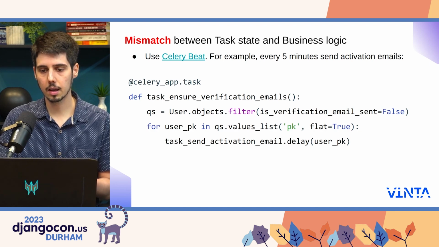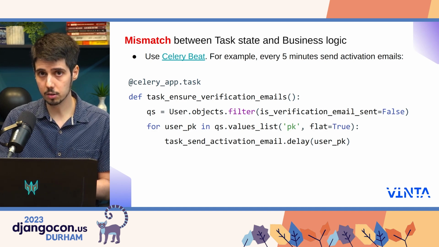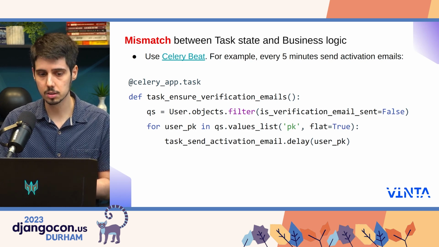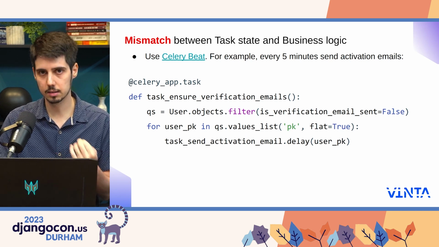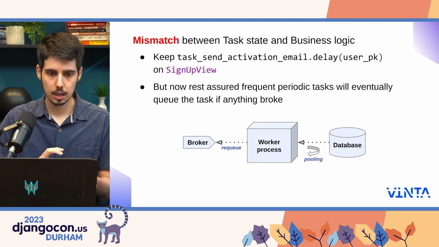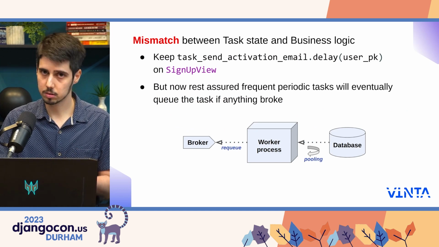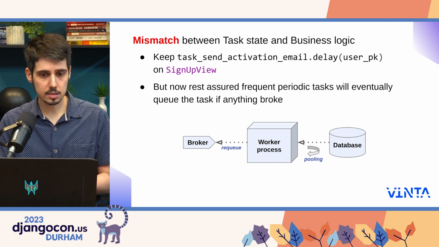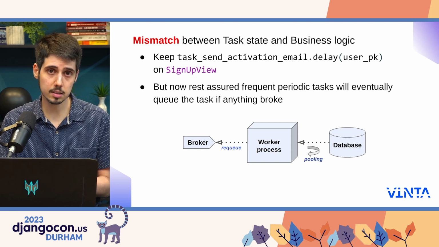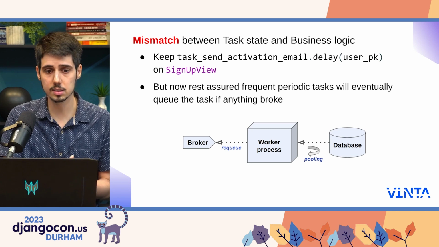We use Celery Beat and we have a task, ensure verification emails, that iterates over users that have verification email sent false. And for all those users, we are delaying the send verification email task. We can keep the task send activation email on the sign up view. There's no problem in that. And we can rest assured that frequent periodic tasks, like every 5 minutes, will eventually queue the send activation email task, if anything broke on the sign up view.